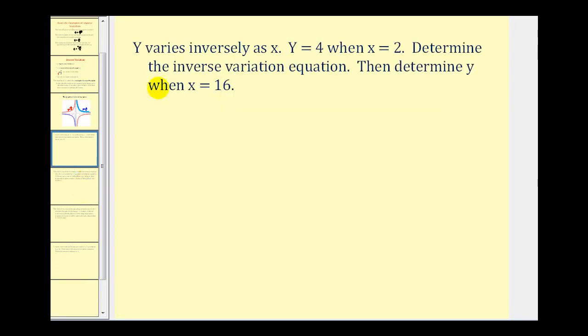Here we're told that y varies inversely as x, which means we'll be using the equation y equals k divided by x. Then we're told that y equals 4 when x equals 2. We want to determine the inverse variation equation and then determine y when x equals 16. So we first need to determine the value of k, our constant, and we can do that using y equals 4 when x equals 2.